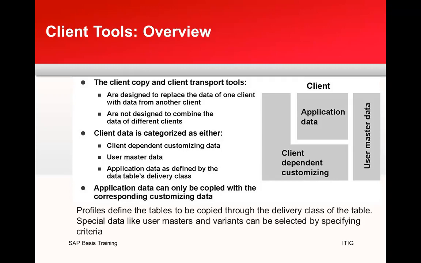And client data is categorized as either client dependent customizing data, user master data, or application data as defined by the data table's delivery class. Application data can only be copied with corresponding customizing data. Profiles define the tables to be copied through the delivery class of the table. Special data like user masters and variants can be selected by specifying the criteria.